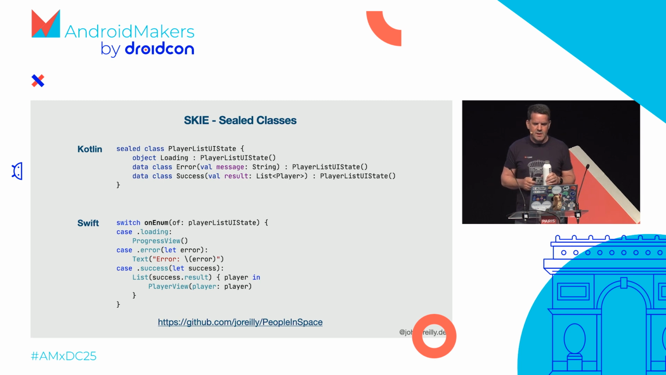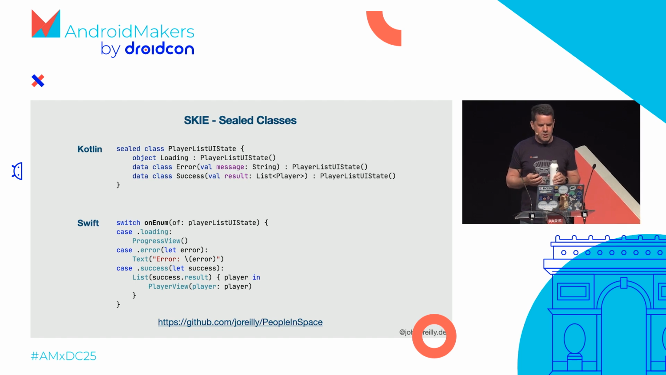Starting off with the example of sealed classes. These are quite an important part of the Kotlin language, frequently used, for example, for representing UI state as shown here. A key aspect of what they provide is exhaustivity checking, which, as mentioned, we don't get in the default mapping that Kotlin Native provides. With SKIE, this onEnum function is automatically generated for us, which allows that check to occur.